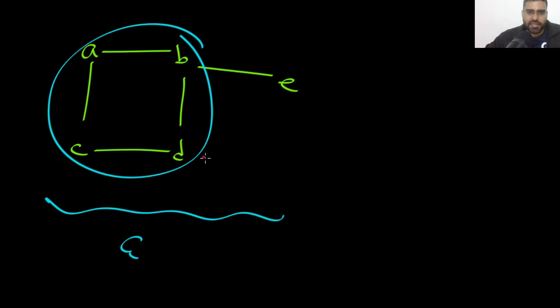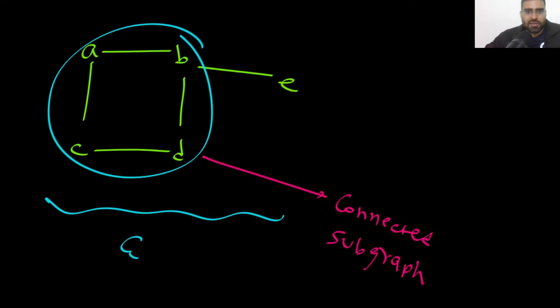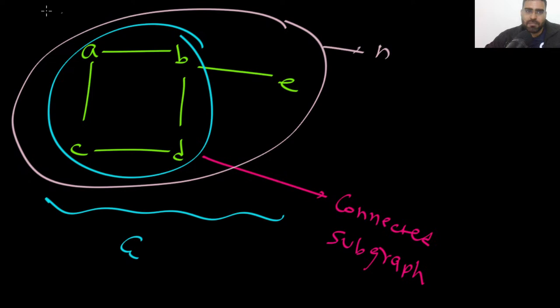This is a connected subgraph. But this is not a maximally connected subgraph, because this will be maximal. I can say this will be maximally connected. Yes or no? This will be maximally connected, like you are taking everything into account. So maximally connected.